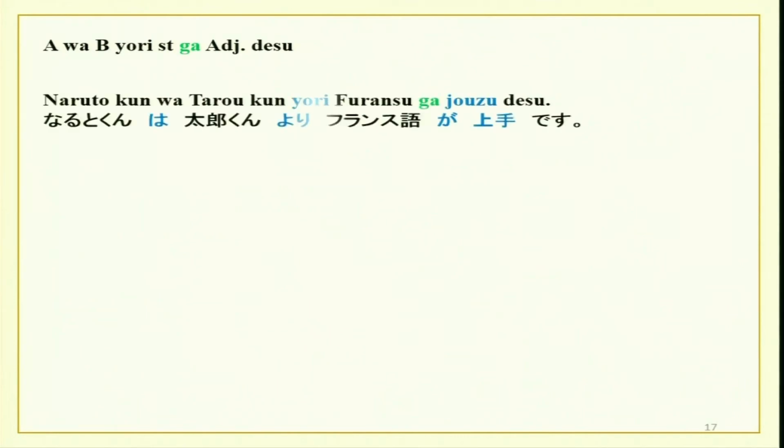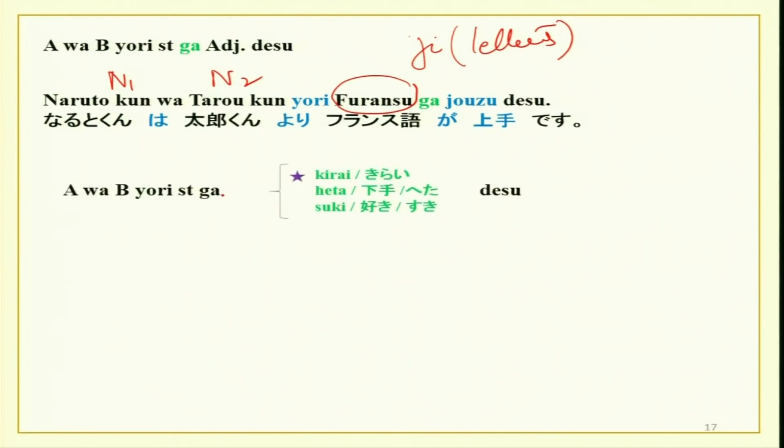For example, you can see over here, Naruto kun wa Taro kun yori Fransu go ga jozu desu. So, this is noun 1, noun 2. And the something is Fransu go ga jozu desu. For example, okaasan wa otousan yori ryori ga jozu desu. Or Mariko san wa Mira san yori ji ga jozu desu. Ji is letters. Ji ga jozu desu. A wa B yori something ga kirai desu. Or something ga heta desu, something ga suki desu.